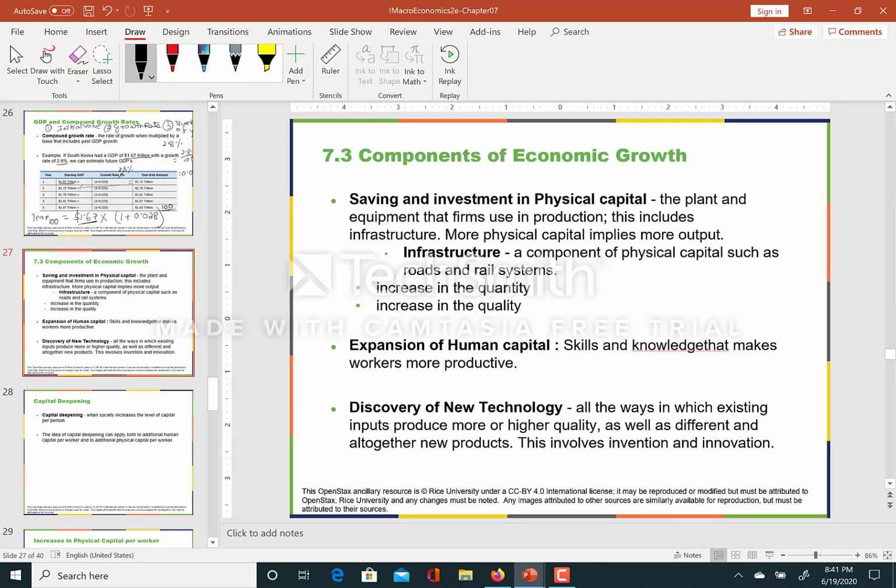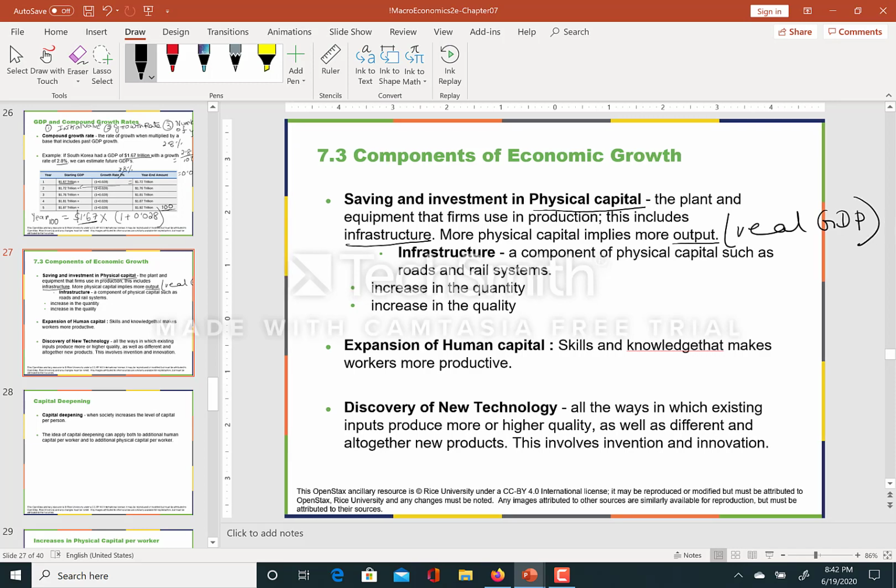Okay, now we look at the components of economic growth. We need saving and investment in physical capital so that we can have economic growth. Examples of physical capital, we have infrastructure. More physical capital means more output. By more output, we mean more real gross domestic product. Remember, when real gross domestic product increases, economic growth occurs. So we have examples of infrastructure. We need increases in quantity as well as increases in quality.